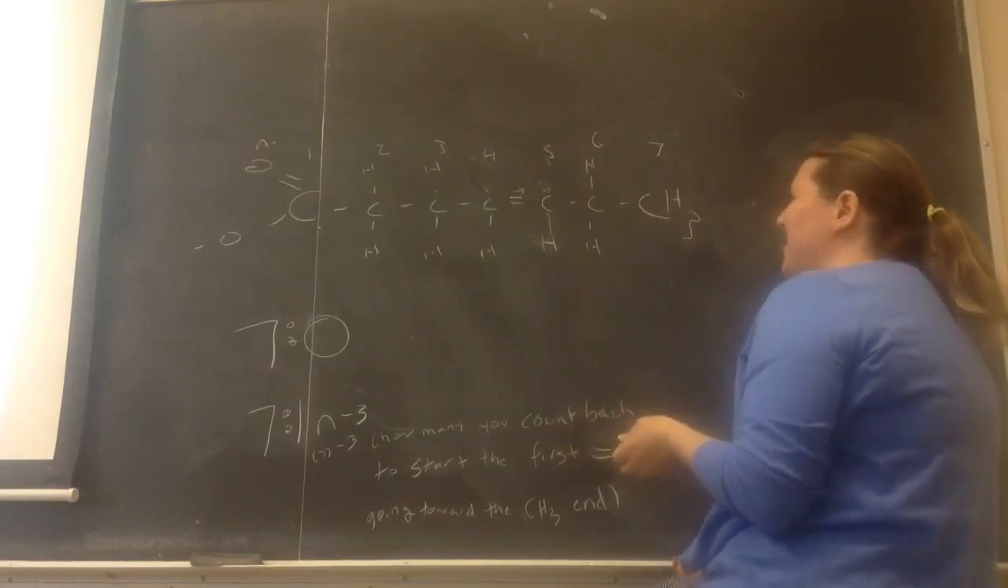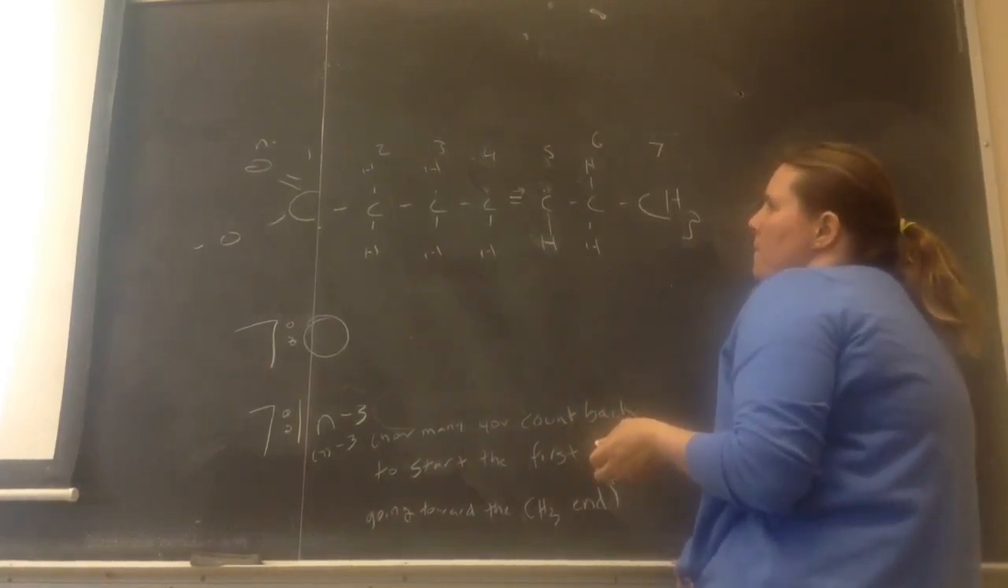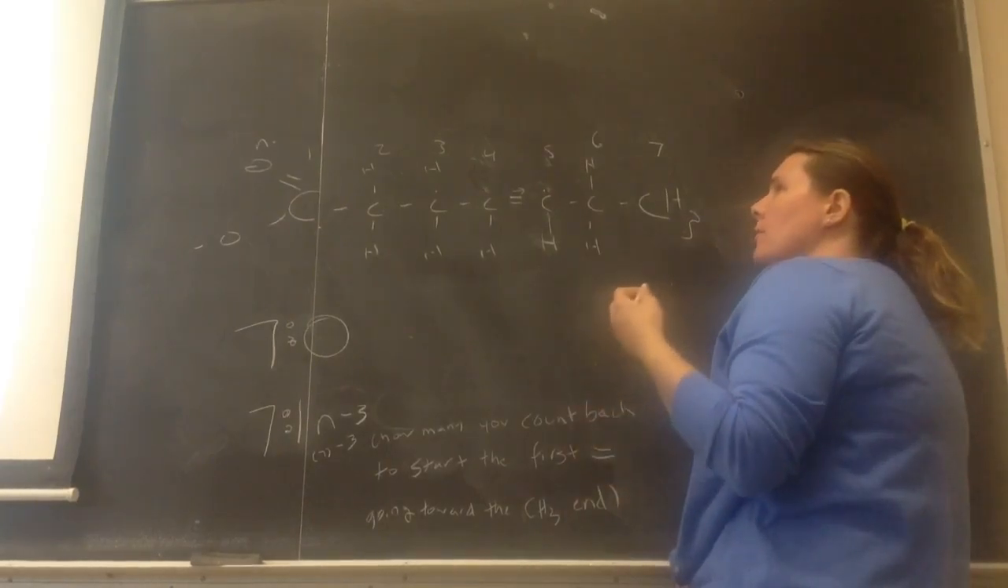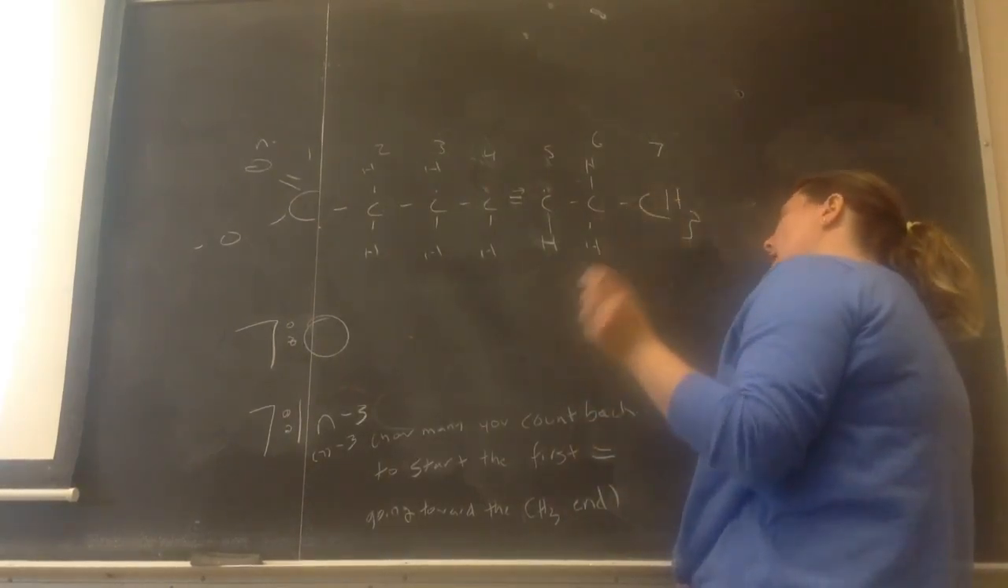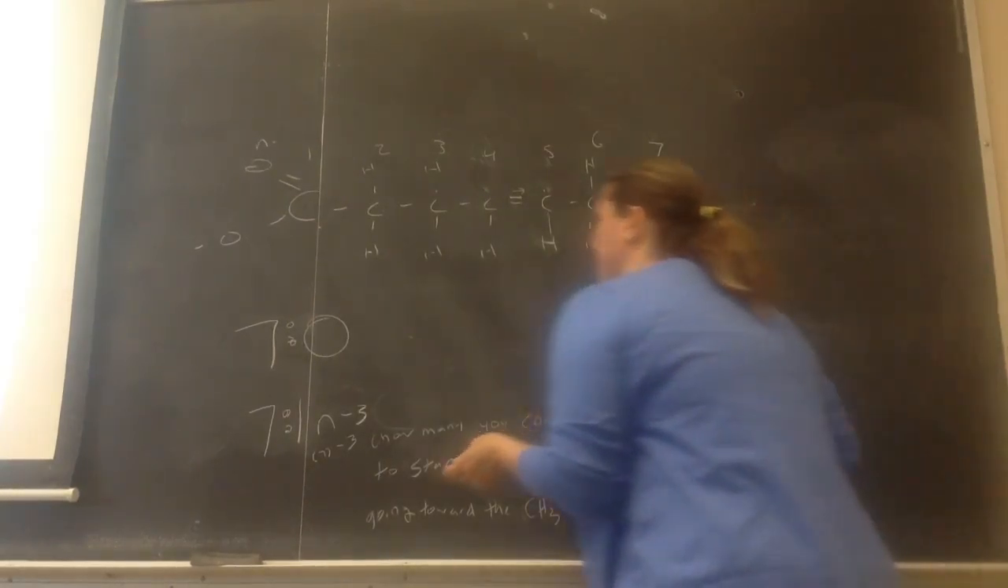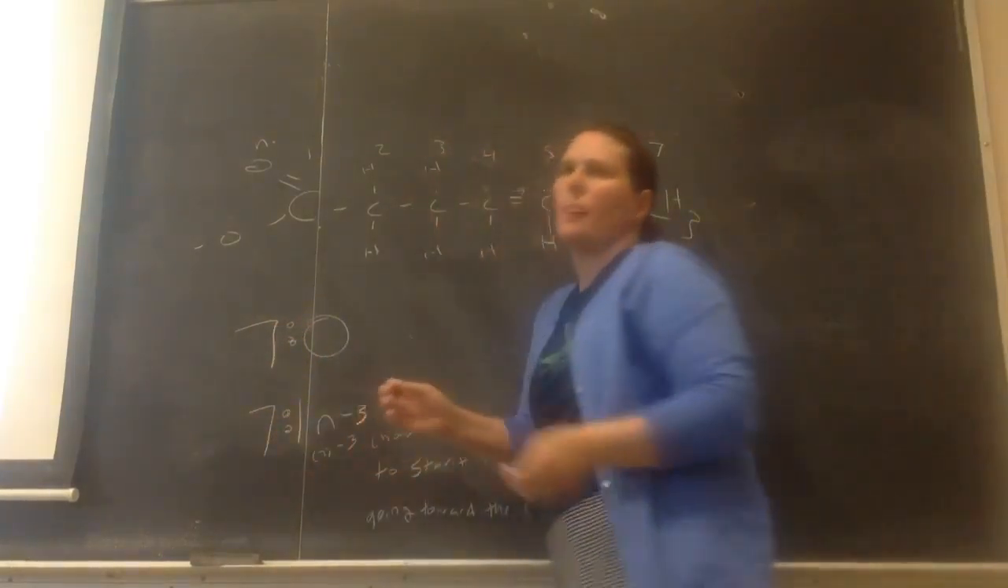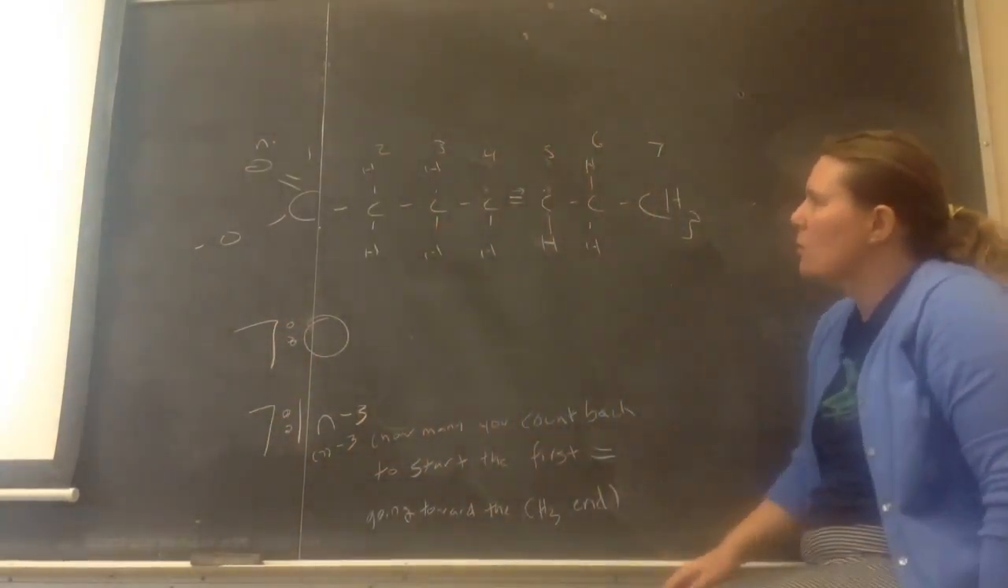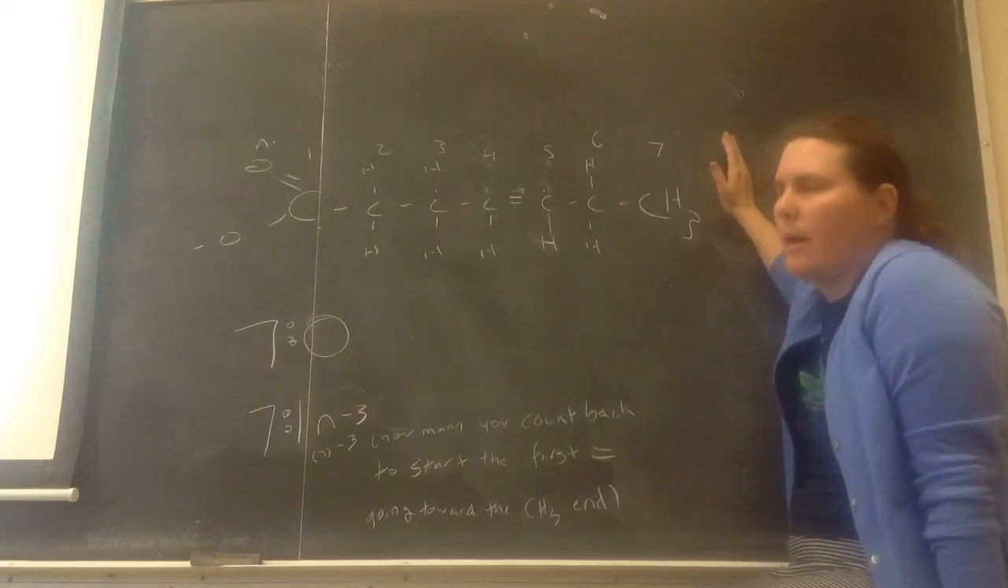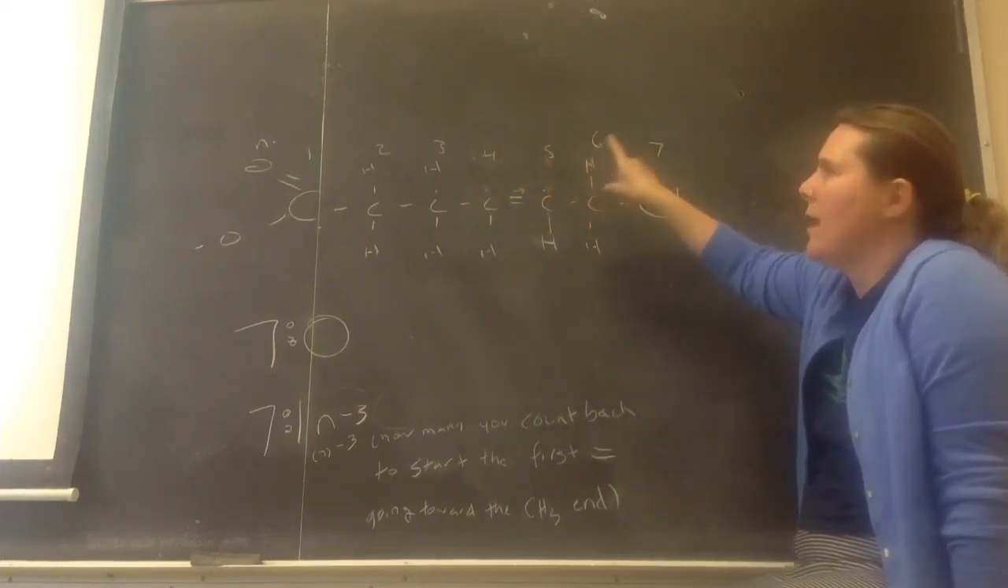Why don't we count from the methyl carbon? Shouldn't you just count from the methyl group to the double bond? Okay, that's omega. But you're counting from the carboxylic acid, right? Yeah, so I counted all the way to the end, 1, 2, 3, 4, 5, 6, 7.